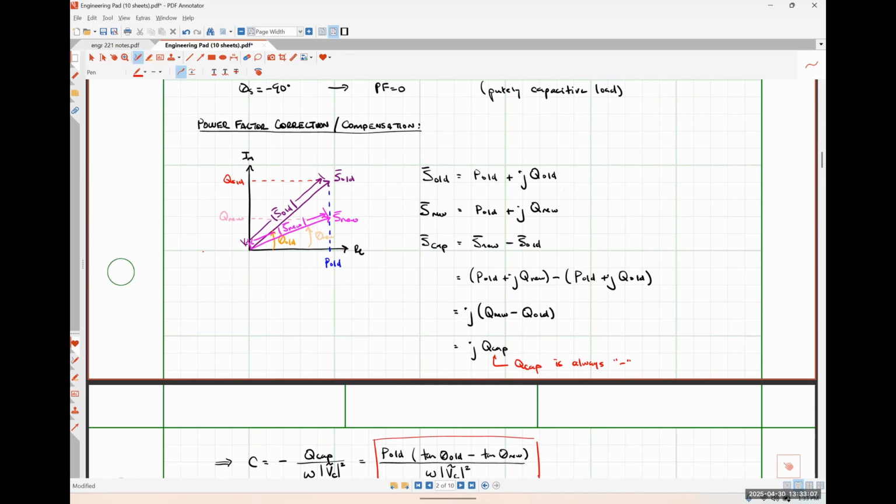So if we were to make theta old larger, we would accomplish that by adding more inductance into our system. That is going to make our operating power factor closer to zero, because the closer our angle gets to 90 degrees, the closer our operating power factor gets to zero. So generally speaking, that's a bad thing.